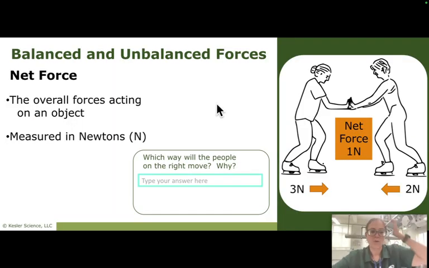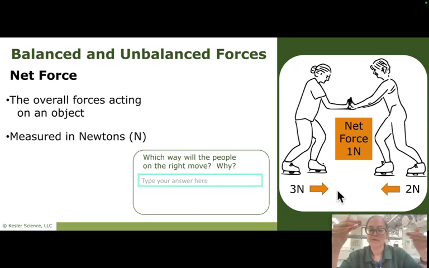Okay, so net force, and this is what we talked about last week, is the overall forces acting on an object and is measured in newtons. So just like we measure distance with meters or temperature with degrees, force is measured in newtons. That's just the unit. So here we have 2 people on ice skates. This person is moving with 3 newtons to the right. Here, this person is moving with the force of 2 newtons to the left. So what direction are these people going to move and why?